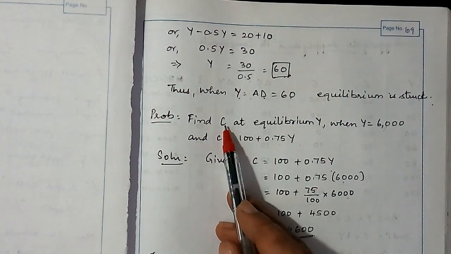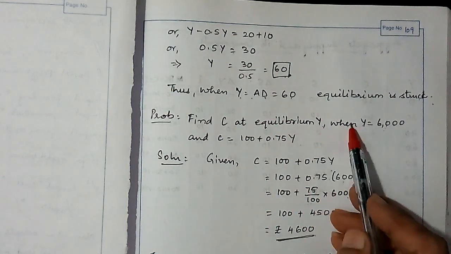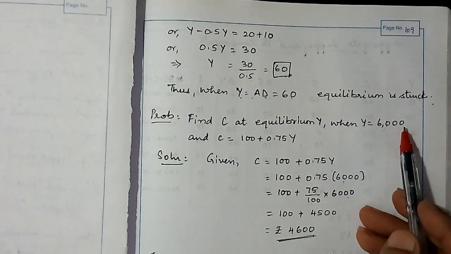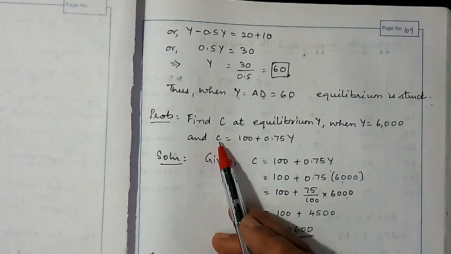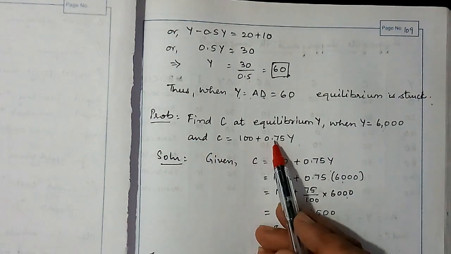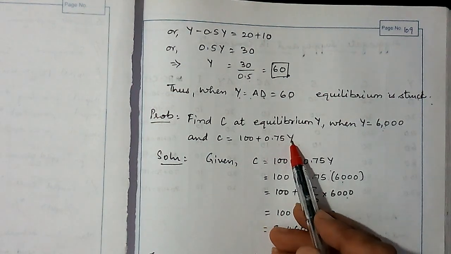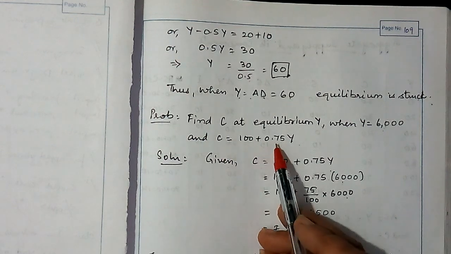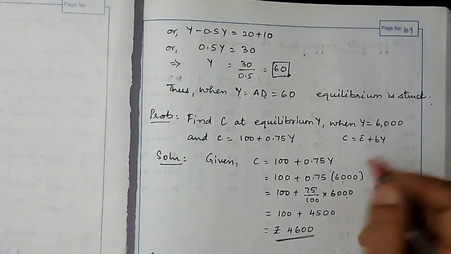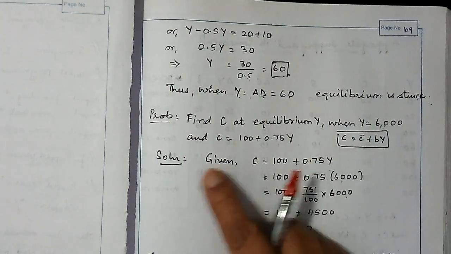Find consumption C at equilibrium Y when Y is equal to 6000, and the C function, the consumption function, is given as 100 plus 0.75 Y. Consumption function, we should not forget that C is equal to C bar plus By. That is what we learned. C is equal to C bar plus By is the formula that we learned. So let's solve it now.